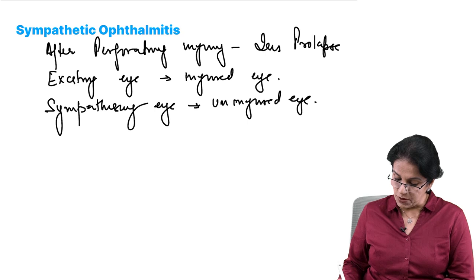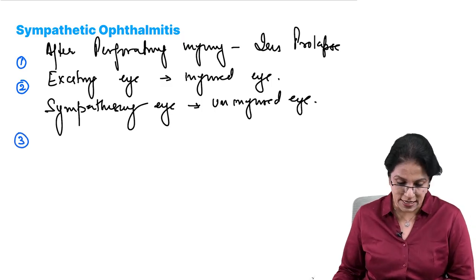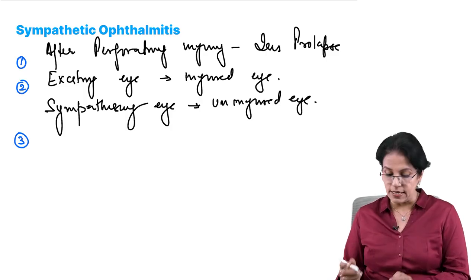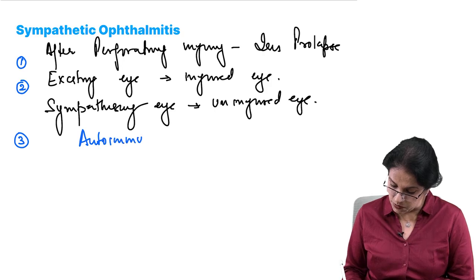So why does this happen? Common sense, it's an autoimmune reaction to uveal tissue. Okay, so melanin containing tissues. It's all melanin containing tissues. So write down: autoimmune reaction to the melanin containing tissues.